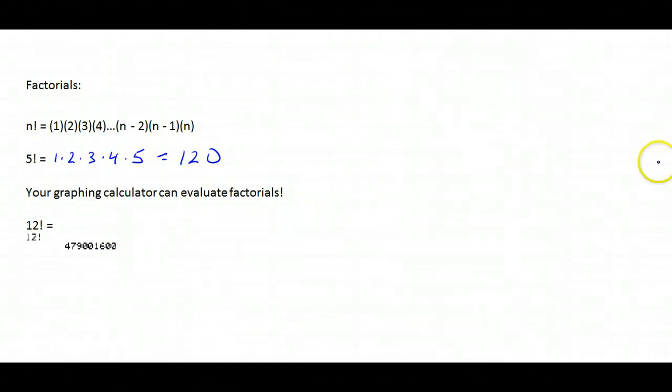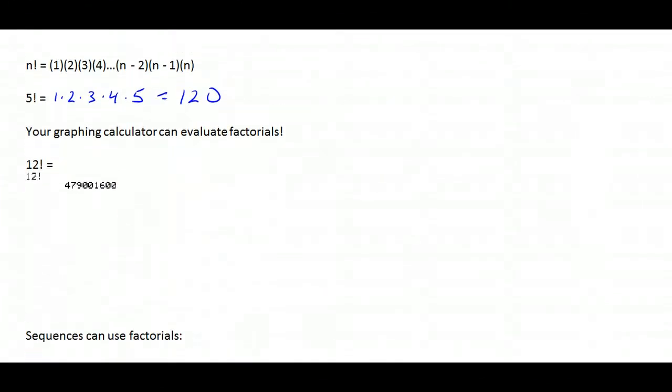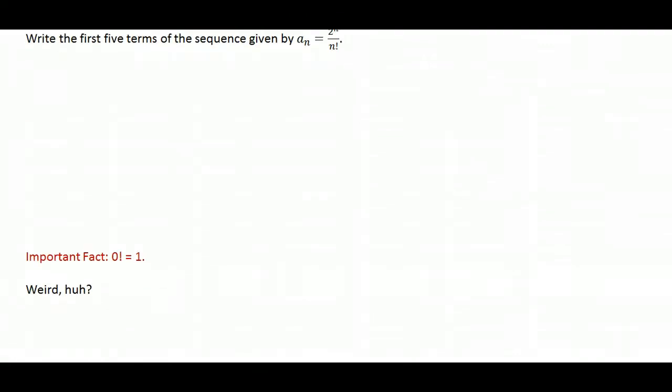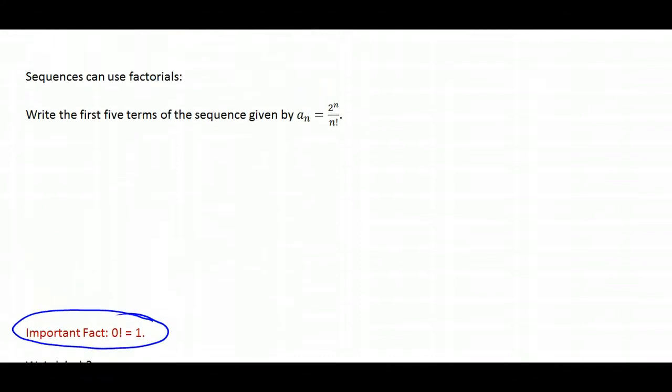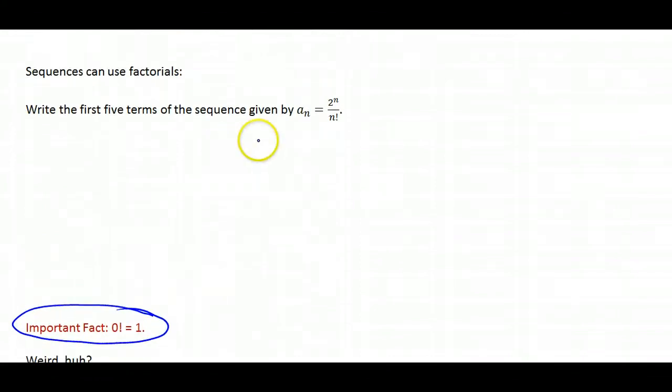Okay? Now, when you work with factorials, there's a weird little rule about them, and that is down here, which is that 0 factorial equals 1. And that's just by definition. We have to make it work like that. Otherwise, lots of rules of probability won't give us good answers. Okay, last thing. Sequences can use factorials.